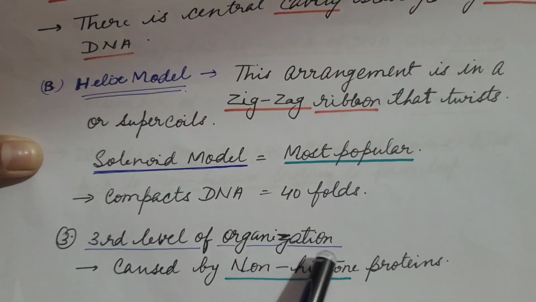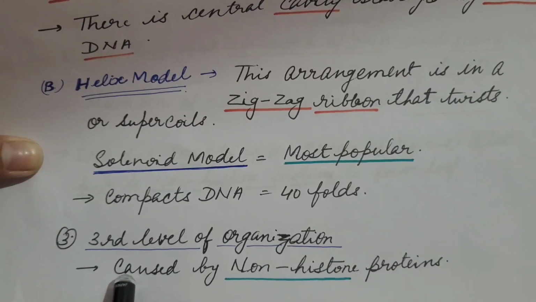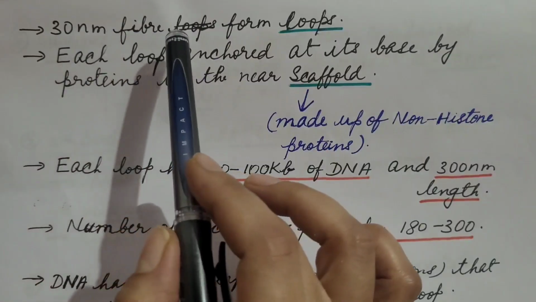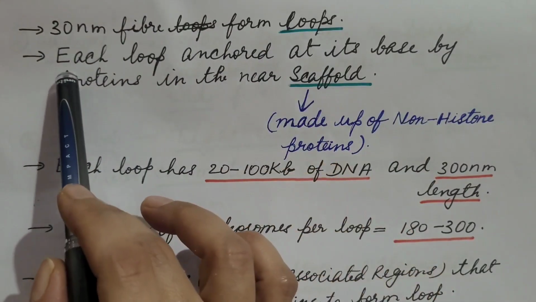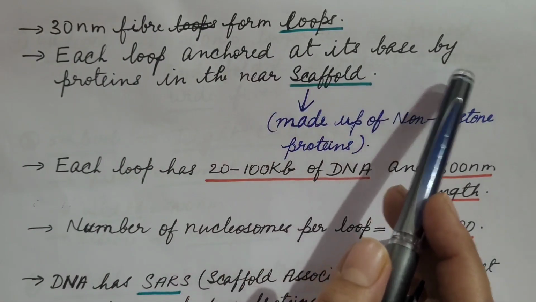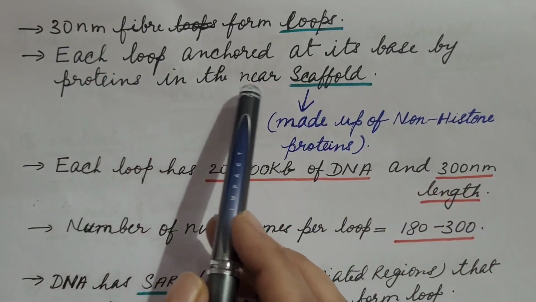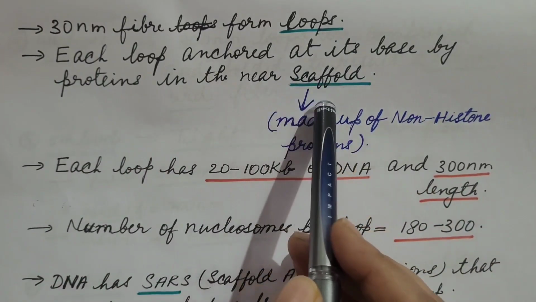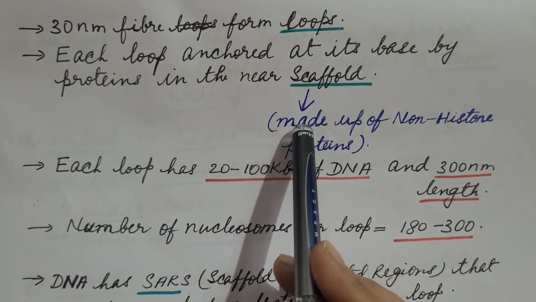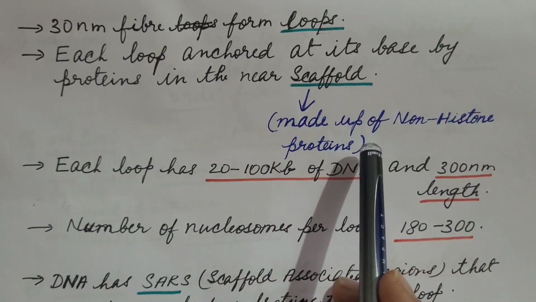Next is the third level of organization, and this is caused by non-histone proteins. The 30 nanometer fiber forms loops. Each loop is anchored at its base by proteins in the nuclear scaffold. This scaffold is made up of non-histone proteins.